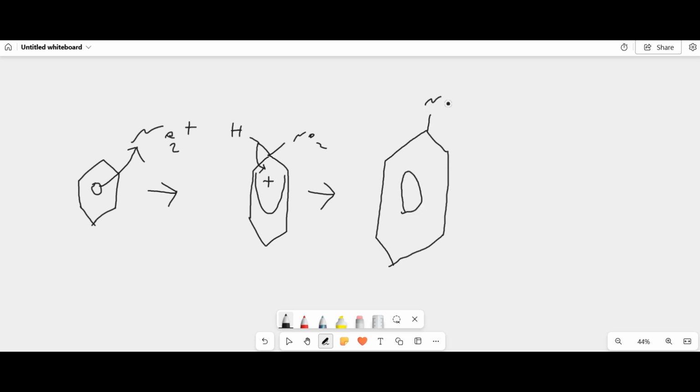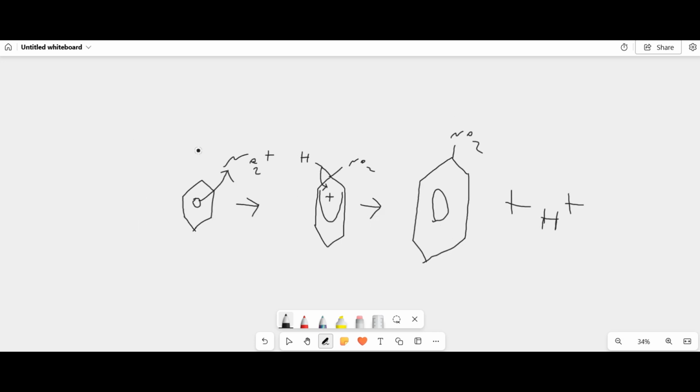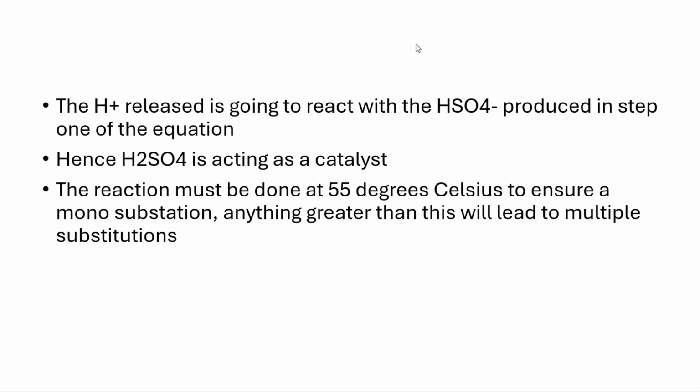Now you just got NO2 here, and then plus H plus. The H plus released is going to react with HSO4 minus from step 1 to produce H2SO4. So H2SO4 was effectively a catalyst. The reaction must be done at 55 degrees Celsius to ensure a mono substitution. Anything higher than this is going to lead to multiple substitutions.